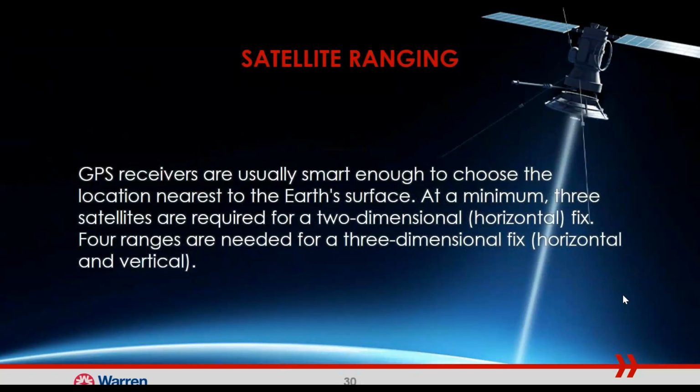GPS receivers are usually smart enough to choose the location nearest to the Earth's surface. At a minimum, 3 satellites are required for a 2-dimensional horizontal fix. 4 ranges are needed for a 3-dimensional horizontal and vertical fix.